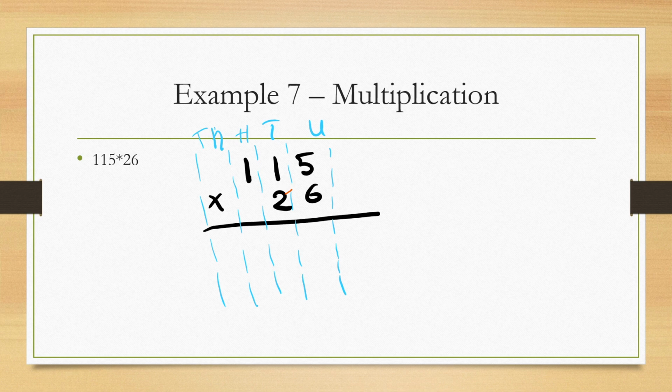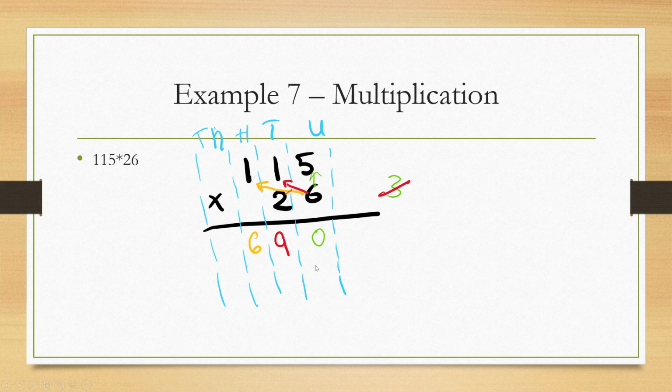So 115 and 26. Put the cross sign, put the equal sign. Okay. Now we're going to do 6 times 5 is 30. Put the 0 underneath the 6. Bring the 3 on the side. Then you're going to do 6 times 1, which is 18. No, sorry. 6 times 1 is 6. So 6 plus 3 is 9. You've used all the 3, so you put the 9 here. There's nothing for you to carry over. 6 times 1, that's 6. Put the 6 here.